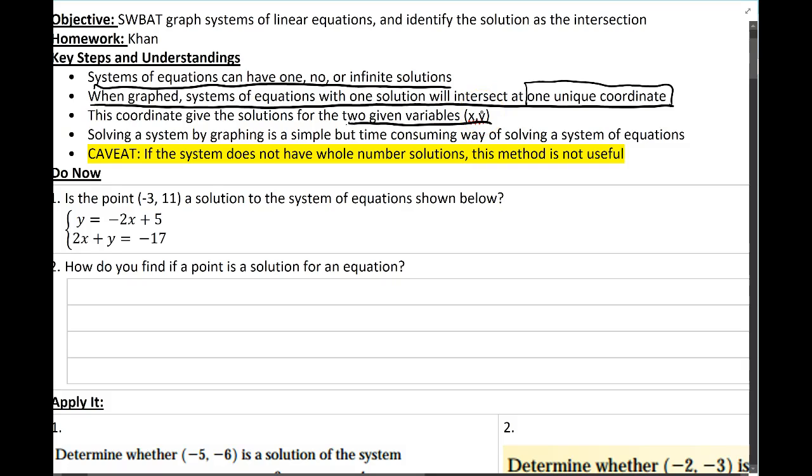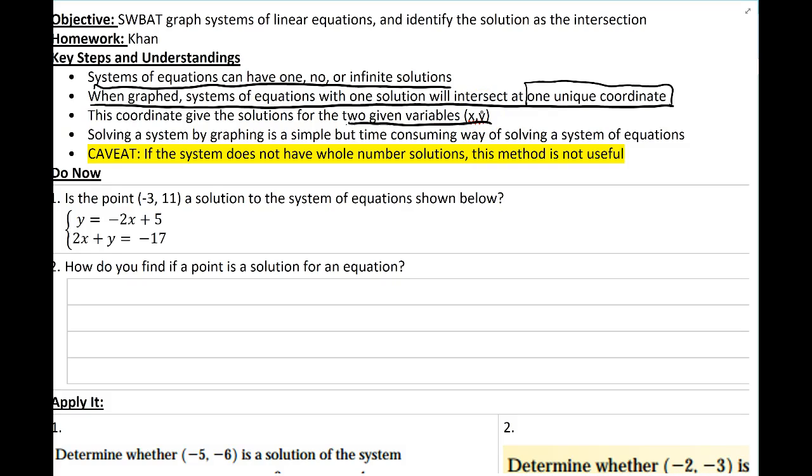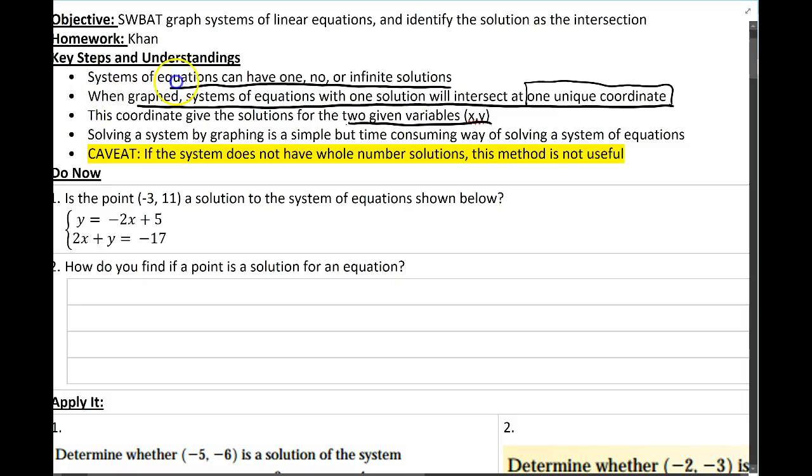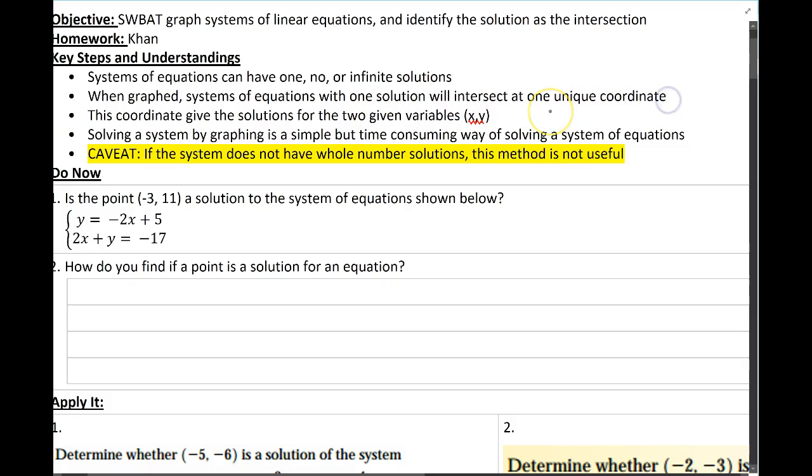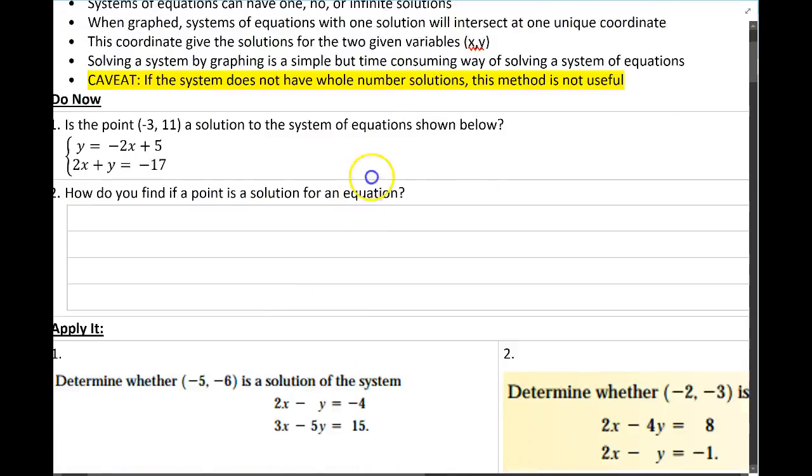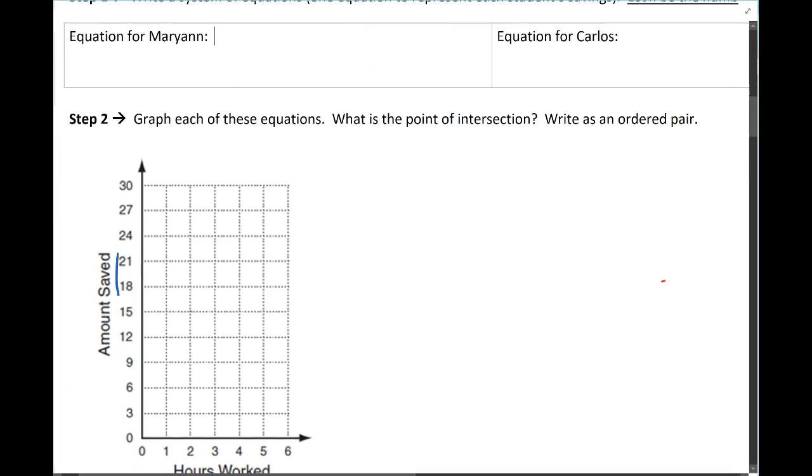Solving a system by graphing is a simple but very time-consuming way of solving a system of equations. And caveat. Caveat means warning. Just make sure your students understand there are flaws with solving by graphing. If the system doesn't have whole number solutions, meaning if the system doesn't intersect directly on one of these corners, this is not an effective way of solving. Just make sure your students know that.